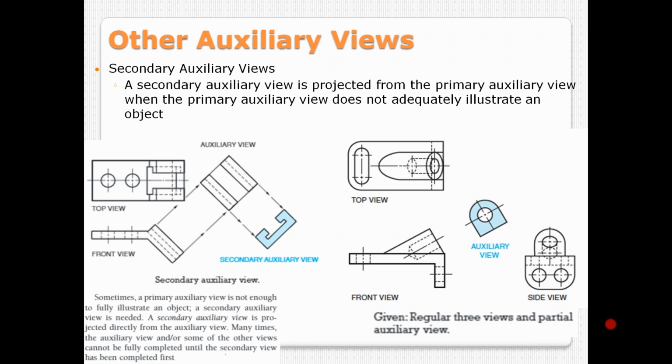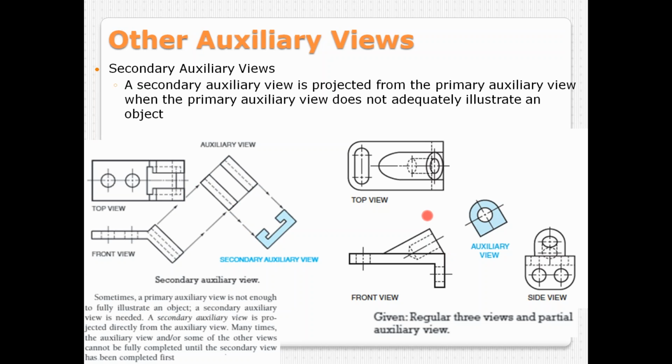A secondary auxiliary view is projected directly from the auxiliary view. Many times the auxiliary view and some of the other views cannot be fully completed until the secondary view has been completed. So this is your primary auxiliary view, and this is your secondary auxiliary view. We need this secondary auxiliary view only when there is not enough information here to determine what the section looks like. So we're going to have to come up with the secondary auxiliary view.